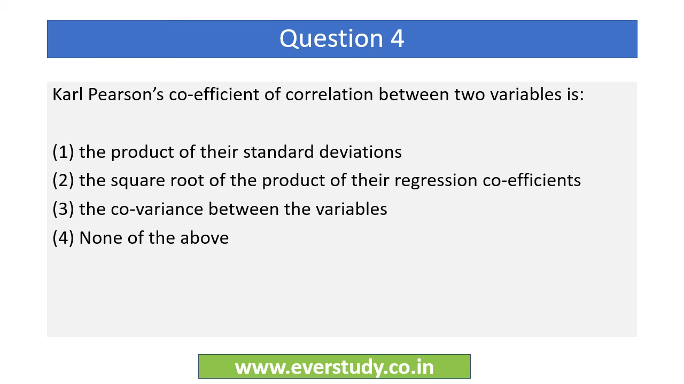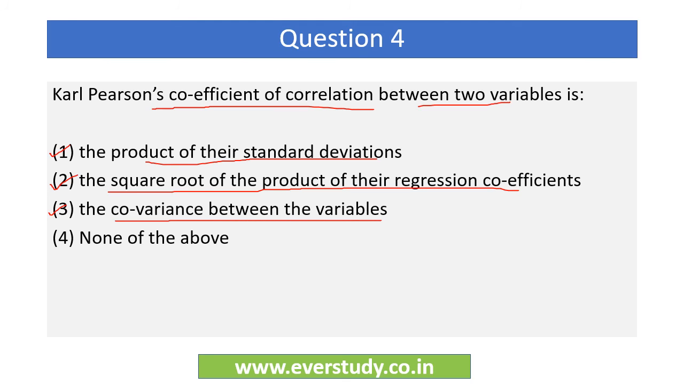Next question is, Karl Pearson's coefficient of correlation between two variables is option number 1, the product of their standard deviations. Second option is the square root of the product of the regression coefficients. Option number 3 is the covariance between the variables, and option number 4 is none of the above.